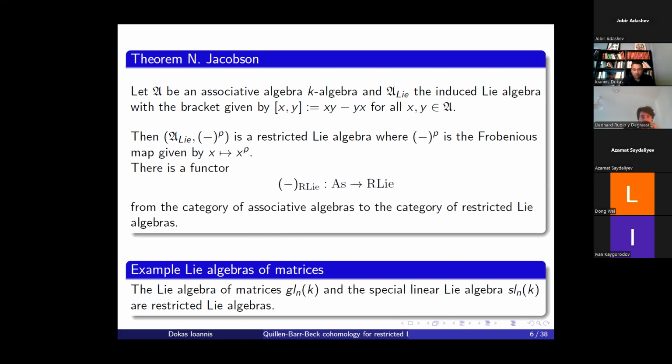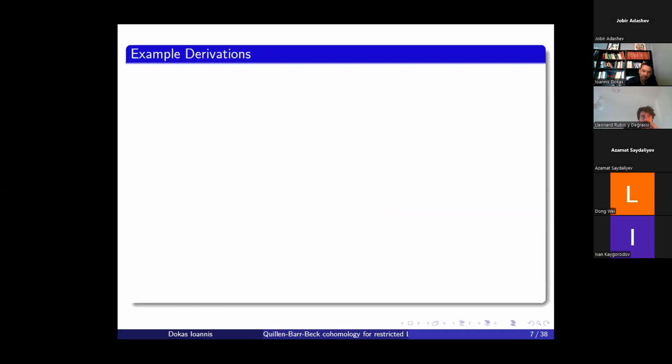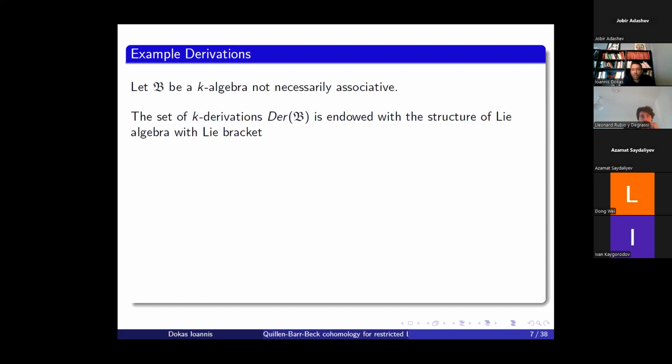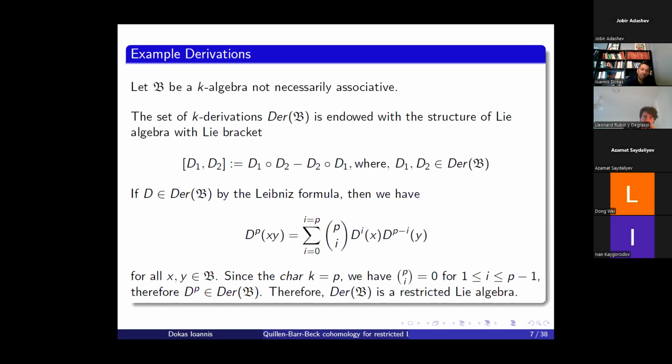The next example, which I would like to give, comes from derivations. So if we start with B, a K-algebra, not necessarily an associative algebra, then we can consider the set of K-derivations of B. And we know that this set is endowed with the structure of a Lie algebra, where the Lie bracket is given by this formula. Now, if we are in a field of prime characteristic, and we take D a derivation, we can see that D to the power p, where p is the characteristic of the field, is again a derivation. And this follows from the Leibniz formula, which you can see here.